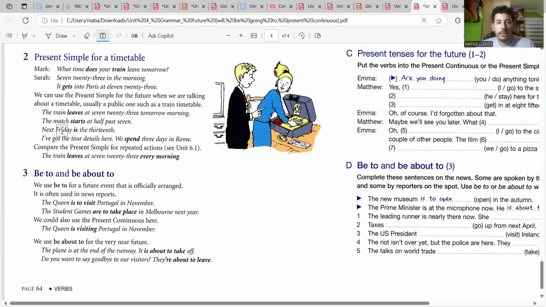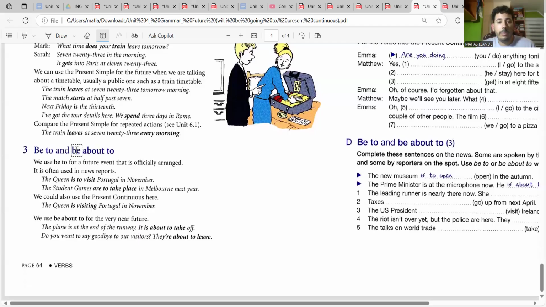Next Friday is the 13th. I've got the tour details here. We spend 3 days in Rome. You know, so we're using present simple to talk about things in the future. Remember, present simple, we use it with an S if it's he, she, or it, and it's in the present.